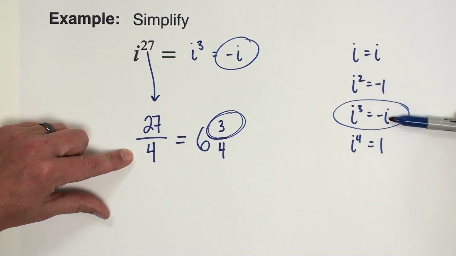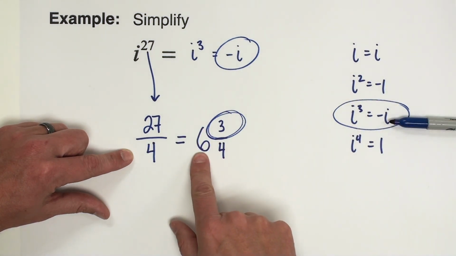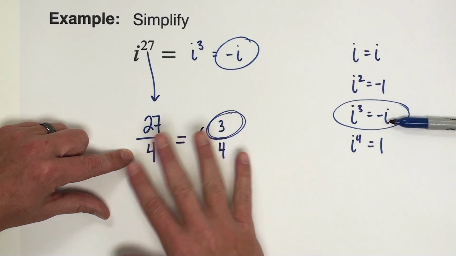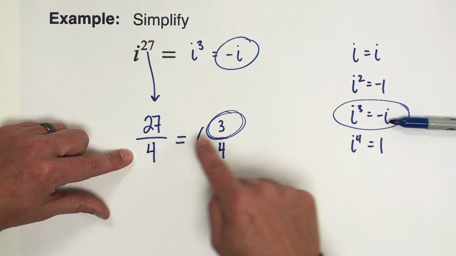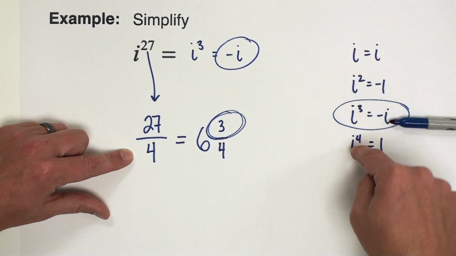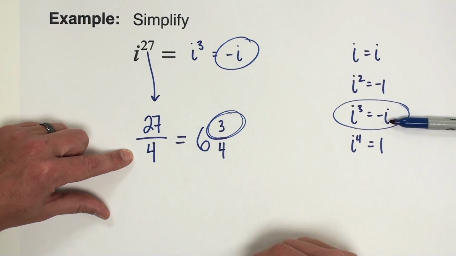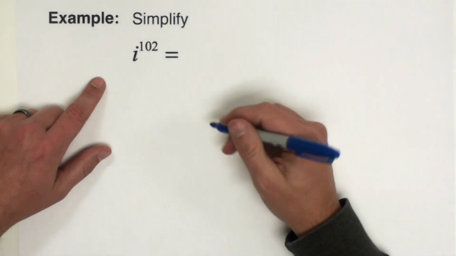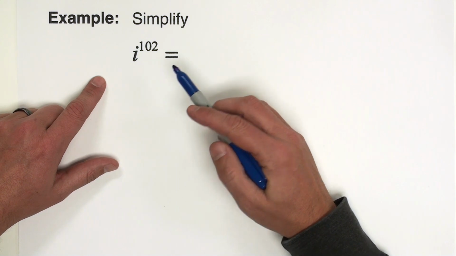It's how far I went on the next cycle through after I went through 6 times. So this is typically how I do it: I just simply divide the power by 4, and the remainder I get tells me where on this list I want to go to. All right, so in this example, we want to simplify i to the 102nd power.